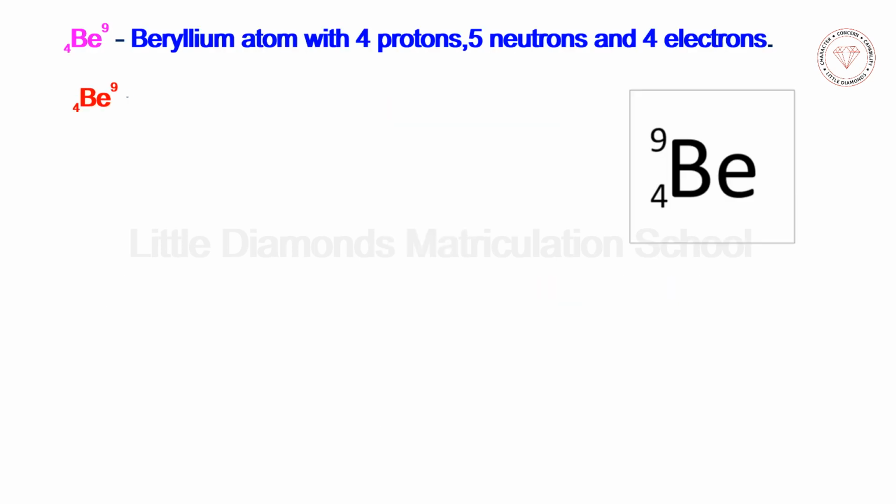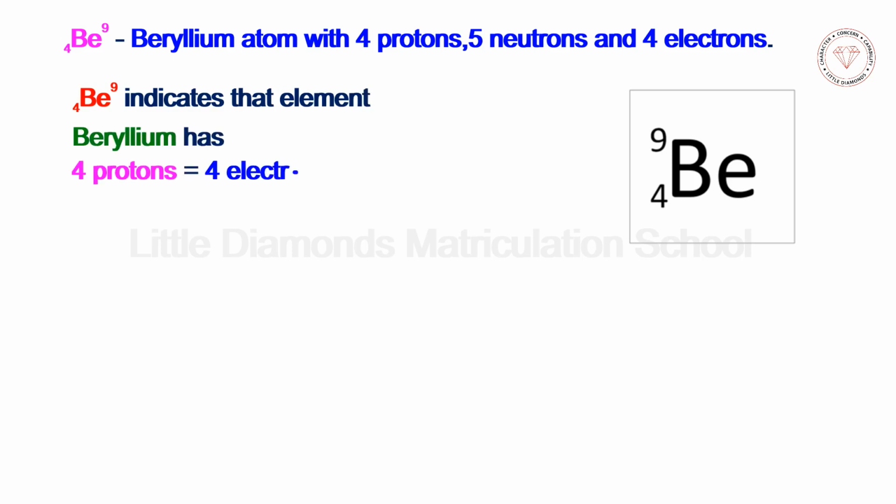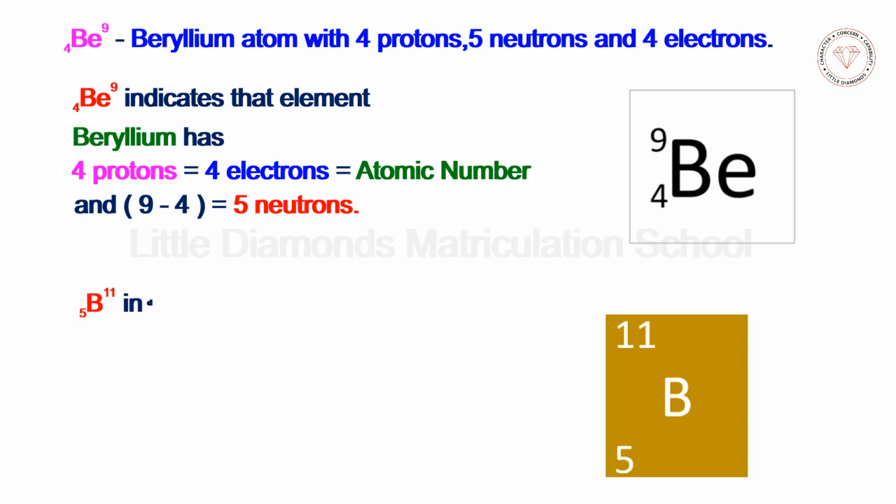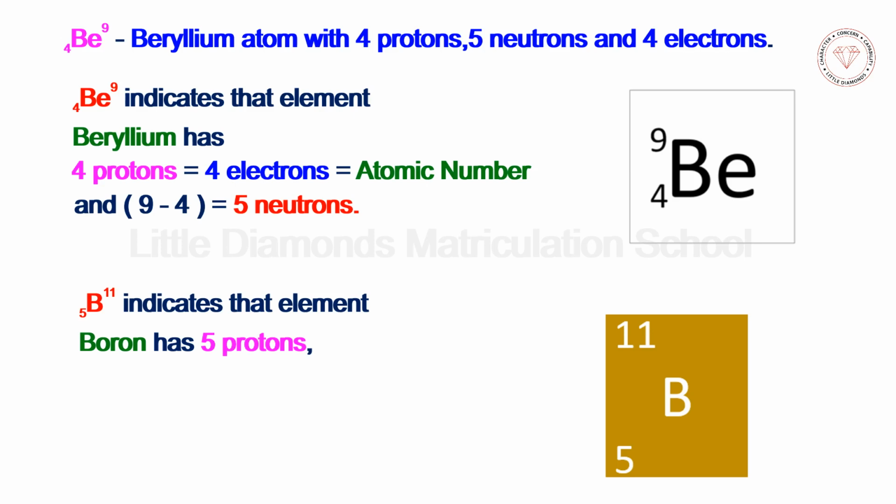Similarly, beryllium 94 indicates that there are 4 protons and 4 electrons, that is equal to the atomic number in the beryllium atom, and there are 5 neutrons, that is atomic mass 9 minus atomic number 4, that is equal to 5. 5 gives the number of neutrons in the beryllium atom. Boron 11 indicates that there are 5 protons and 5 electrons in the atom and there are 11 minus 5, that is equal to 6 neutrons in the boron atom.